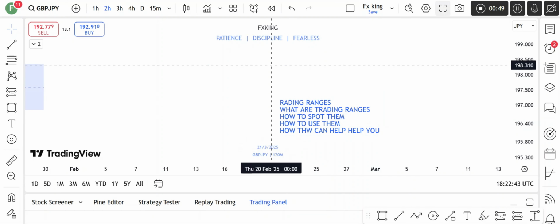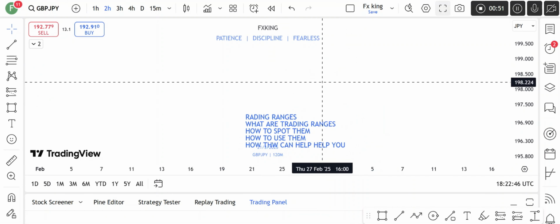So what are trading ranges? I know the majority of us have heard of trading ranges, but the majority of us don't really know what they mean. Trading ranges are just an area in the market where you're looking to get a point of interest or to trade from. It's a specific area in the market that you're looking at for a trade. That's why we refer to them as trading ranges.